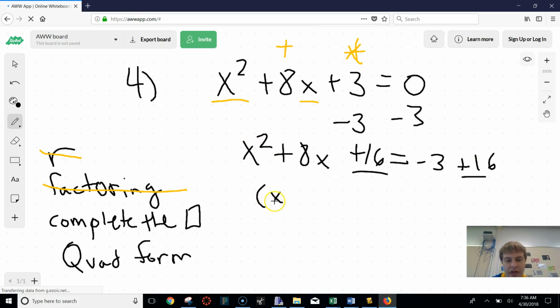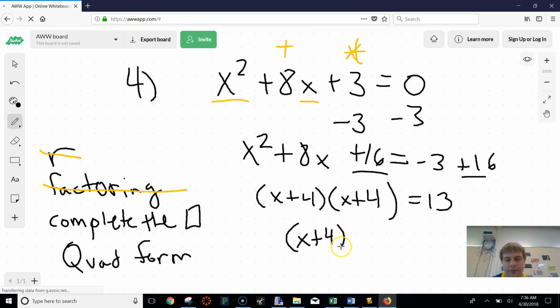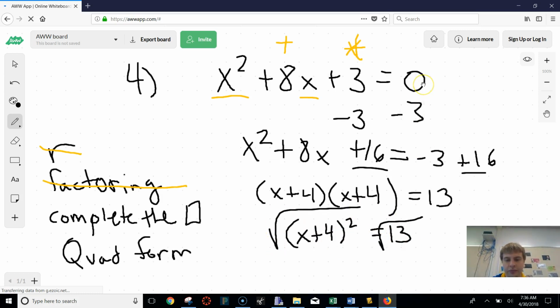Now we can actually factor this side. This will give us x plus 4 and x plus 4, because 4 times 4 gives me 16, and 4 plus 4 gives me 8. And then this side would be 13. Now what's faster than writing x plus 4 times x plus 4 is x plus 4 squared. And this would be equal to 13. And then we'll take the square root of both sides.